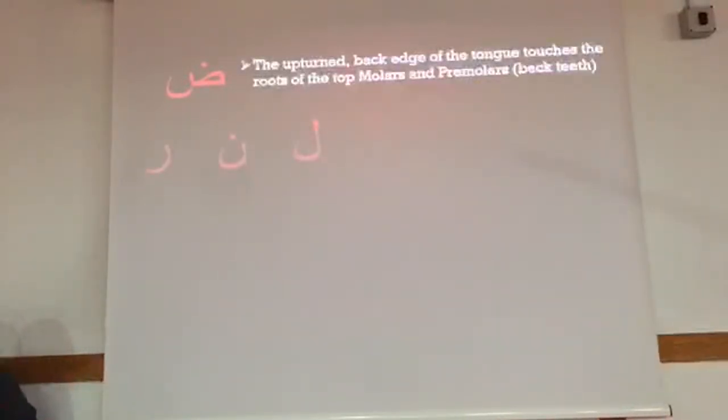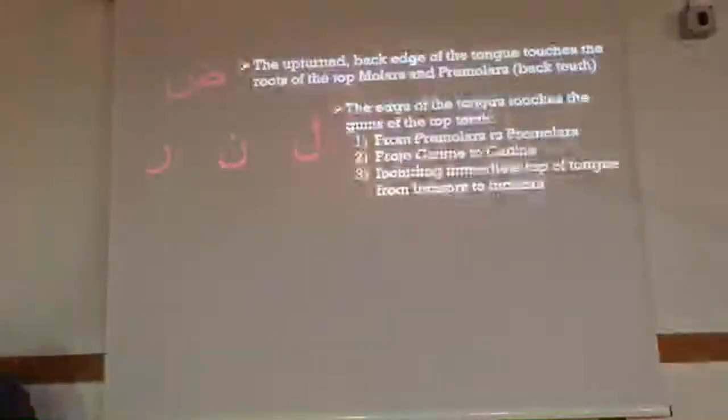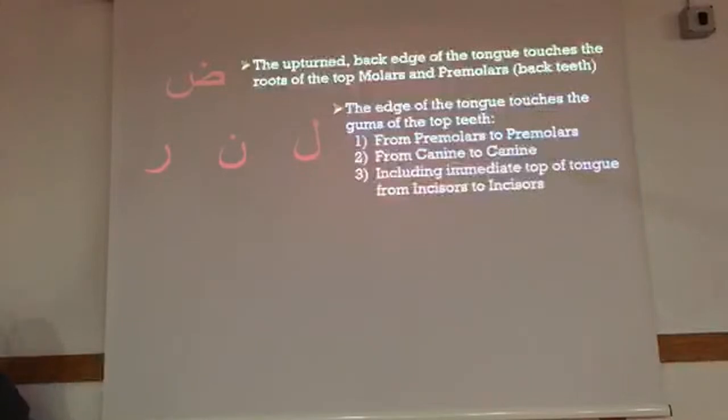Now the next letters we have are lam, noon and ra. Lam, noon and ra. So lam and noon are simple. Ra is a bit tricky. So let's look at them one by one. Now let's look at the makhraj for lam. The makhraj for lam is when the edge of the tongue, the edge meaning the tip, okay? So the edge of the tongue touches the gums of the top teeth.